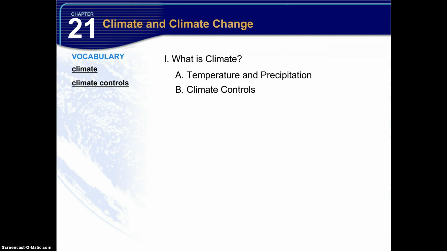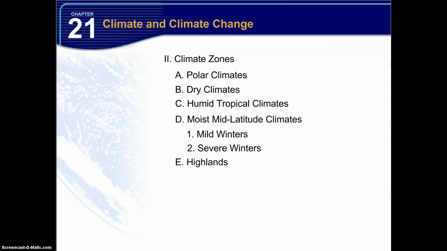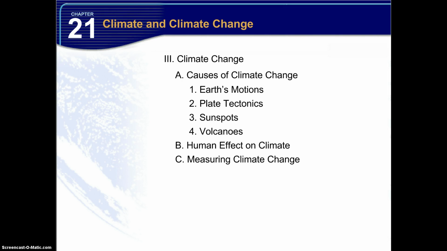Okay, let's do an overview of chapter 21. First, we started off with what is climate, talked about temperature and precipitation and the different types of climate controls. Then, the second section was climate zones: the polar climates, the dry climates, humid tropical climates, moist mid-latitude climates, and then the highlands. And then finally, this section was climate change: causes of climate change, human effect on climate change, and then measuring climate change.